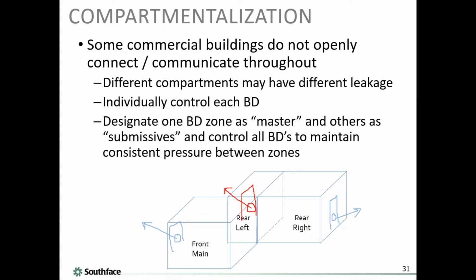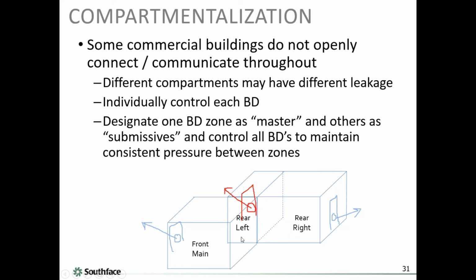But when you're compartmentalized, what we found was it's quite possible that this front main section is really leaky compared to the other 2. And if you send the same amount of power to each fan, this one right here might not be at 75. It might only be at 60, and these might be at 80. And you go, okay, well, the average is 75, but that's not what we want. We want a pretty consistent pressure on the envelope, because that's what we're trying to test.